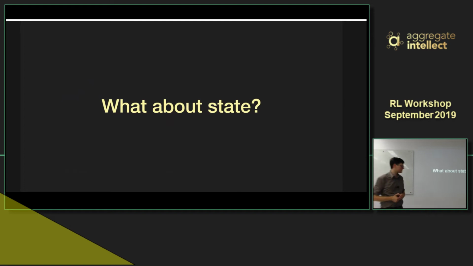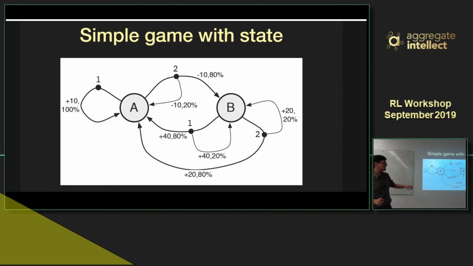So I'm gonna talk a bit about state. As noted, the K-armed bandit was state free, or the reward was independent from your state. And this is a simple game where you have a state. You have state A and state B, and each of the small black circles in the image is an action. So in state A, you can do action 1 and 2, and in state B, you can also do action 1 and 2.